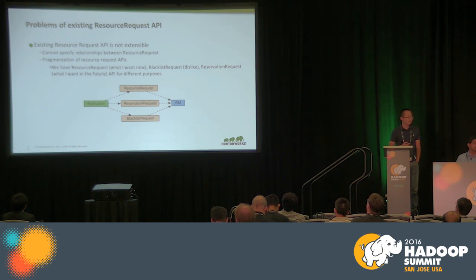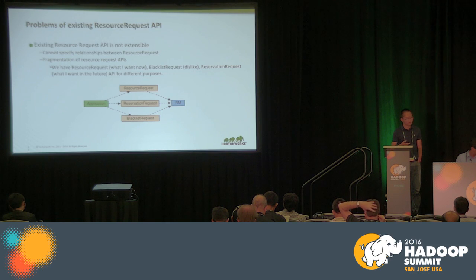The second problem is the fragmentation of the resource request API. We have a couple of different requests to support different use cases. For example, the resource request is what I want for now, and the blacklist request is what I don't want. The reservation request is what I want in the future. Sometimes the three requests cannot work together. And also, if users want to support different use cases, they have to add different requests.